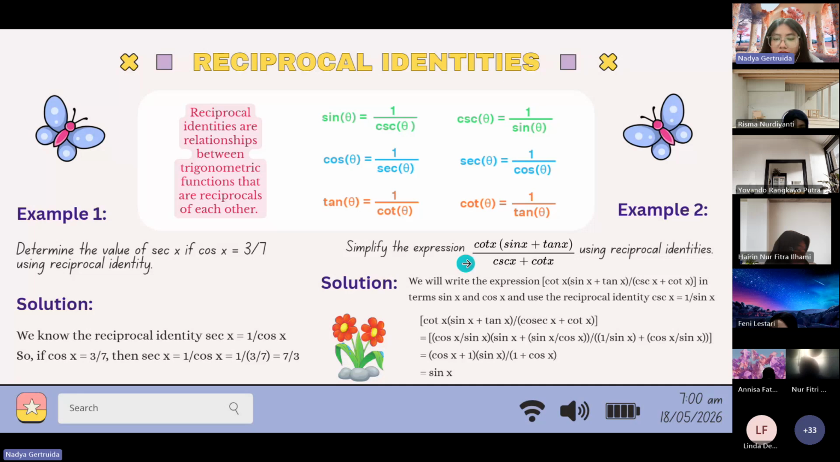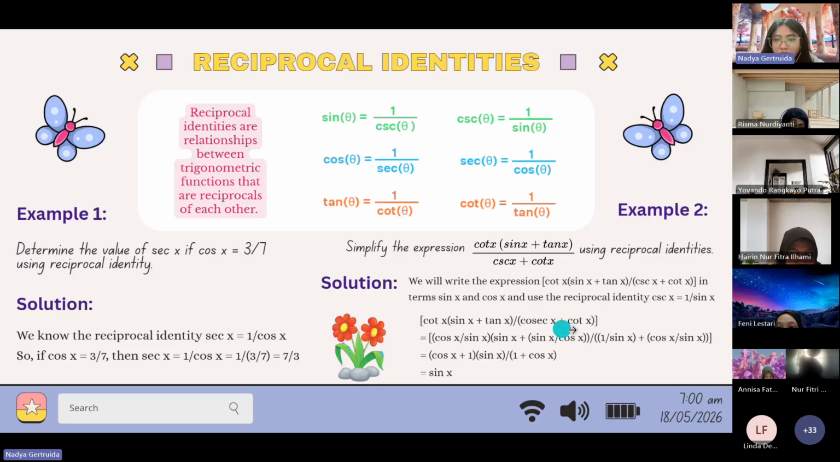Simplify the expression cotangent x open bracket cosine x is added to tangent x close bracket, divided by cosine x added to cotangent x, using reciprocal identity. For the solution, we will write the expression in terms of sine x and cosine x and use the reciprocal identities. Cosecant x is equal to 1 over sine x.